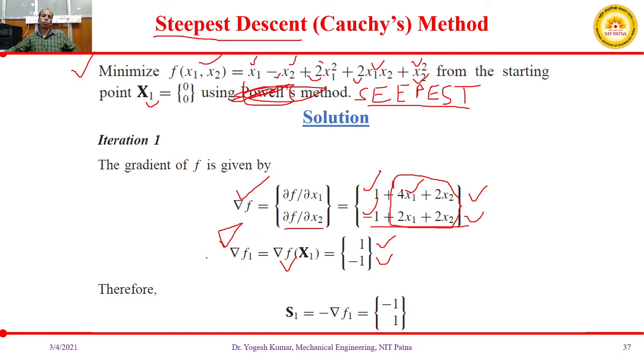Now you need to decide your search direction. Initially your search direction will be s1 equal to minus gradient of f1. The gradient is 1, minus 1, so if you take one more minus, this will be minus 1, 1. So this is now our search direction. I hope up to this point there is no doubt.